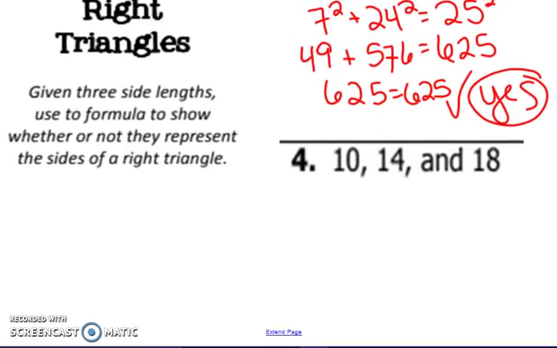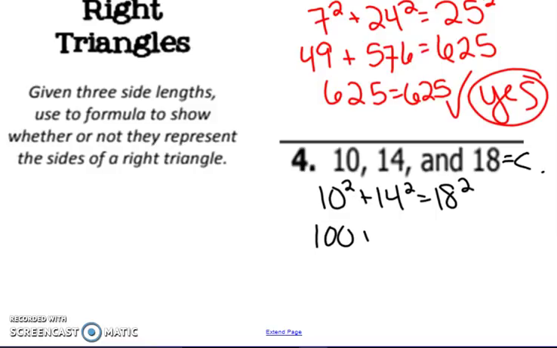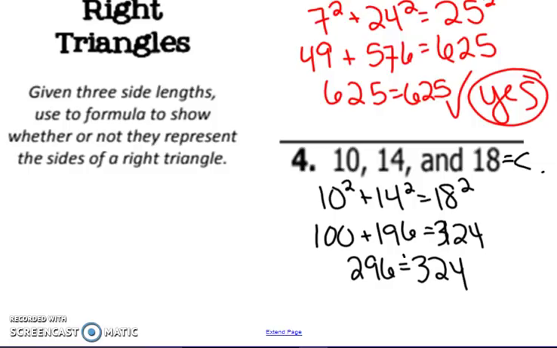Example 4, again, C has to be our longest side, so 18 is C. 10 squared plus 14 squared equals 18 squared. So that's 100 plus 196 equals 324. Well, that gives me 296 equals 324. We know that's not true, so no, a right triangle cannot be formed from those sides.